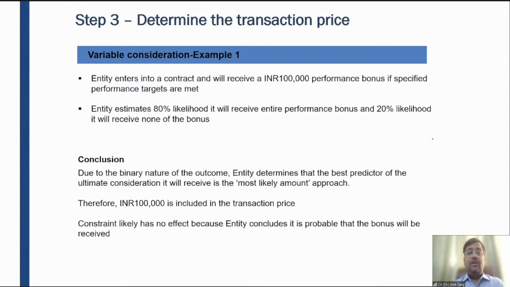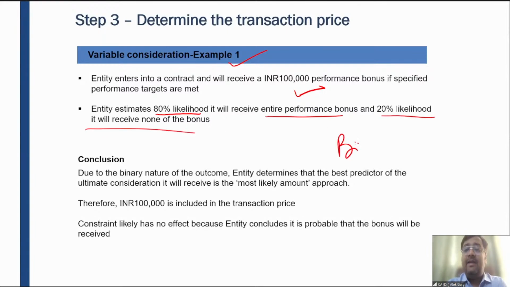Yeah. So friends, let's discuss this example. Entity enters into a contract and will receive a 1 lakh rupees performance bonus if specified performance targets are met. So if some specified performance targets are met, then entity will receive 1 lakh rupees of performance bonus. Entity estimates 80% likelihood it will receive the entire performance bonus and 20% likelihood it will receive none of the bonus.